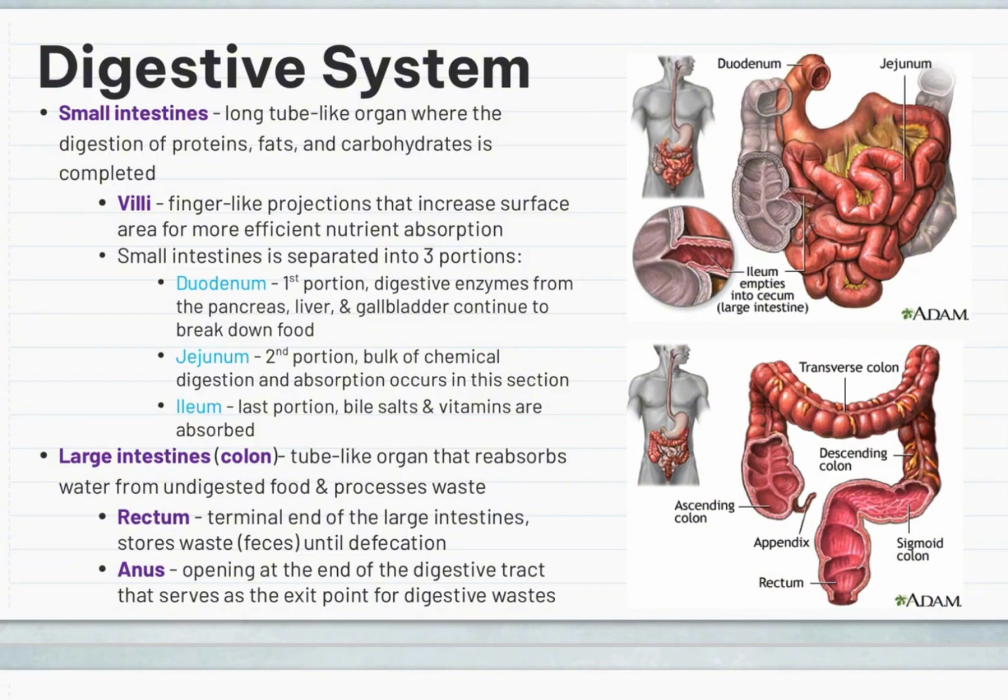The large intestine, or the colon, is the tube-like organ that reabsorbs water from the undigested food and processes the waste. The rectum is the terminal end of the large intestine, which stores waste until defecation. And then the anus is the opening at the end of the digestive tract that serves as the exit point for digested waste.